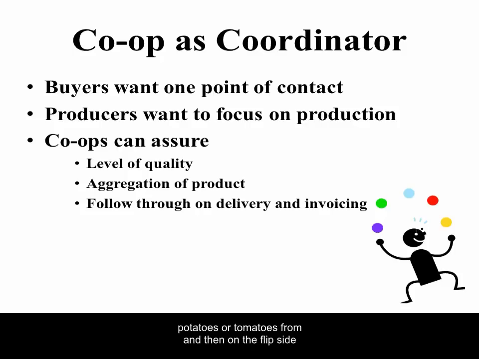And then on the flip side, the producers, they're good at production. They're good at raising whatever they are growing. They want to focus on production, and a food hub can enable them to really focus in on that. So co-ops can assure a level of quality. As I mentioned several times already, they're very good at aggregating product, and they can follow through on the delivery and the invoicing, which is so important to getting to scale.